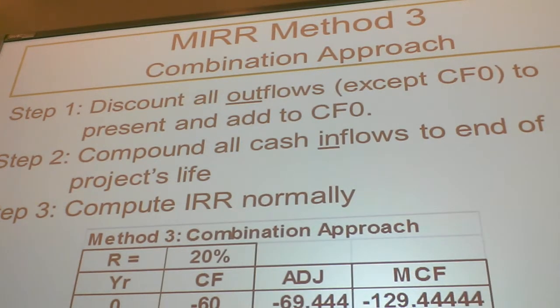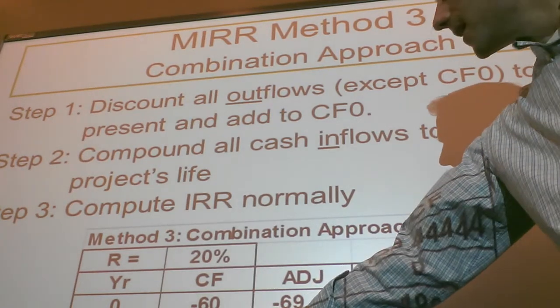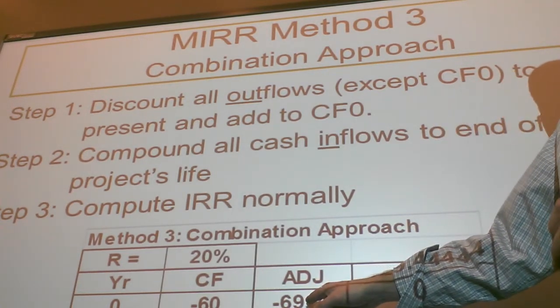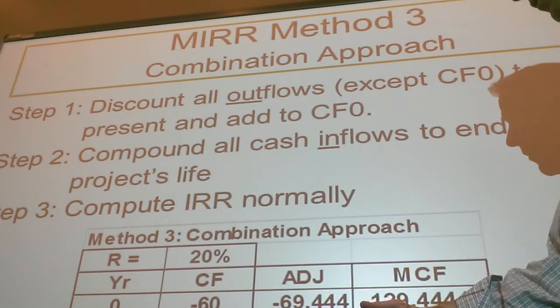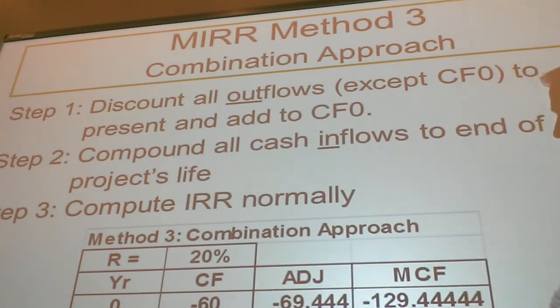The third approach is what happens in Excel. It's called the combination approach. You discount all outflows, and you compound all inflows. So discount all outflows back to CF0, compound all inflows to the end of the project's life, and then you compute IRR normally. So, you see here, this negative 100 was discounted up to here at negative 69.44. Positive 155 goes to 186 as a compounded. You come across here and you IRR all three of these periods, and you get 19.87.